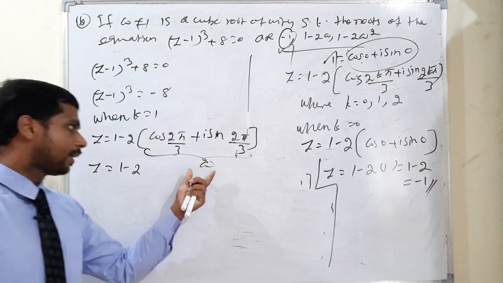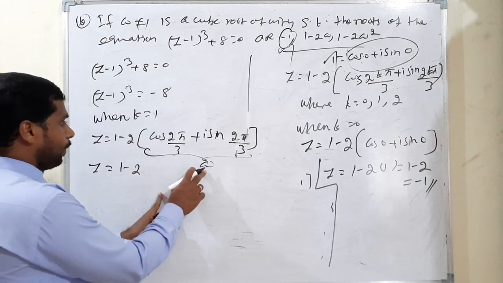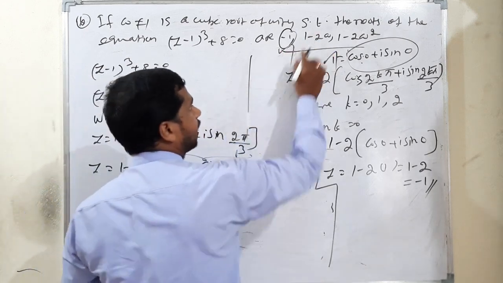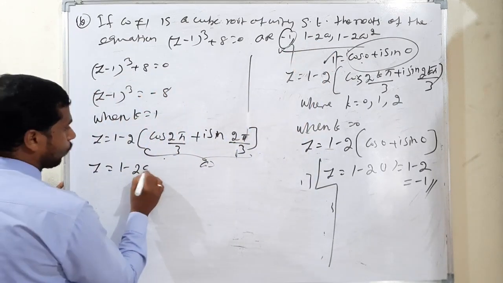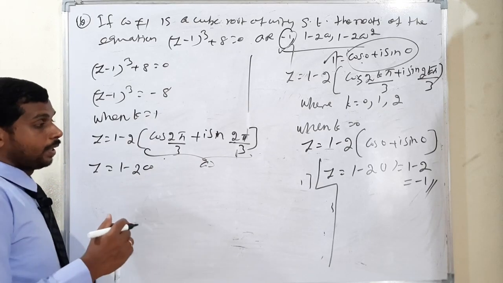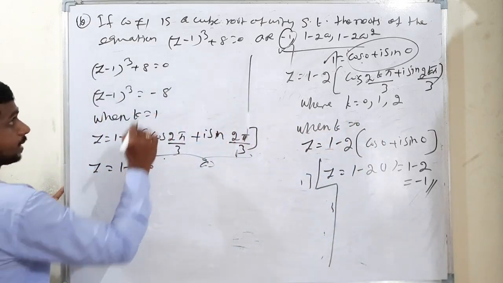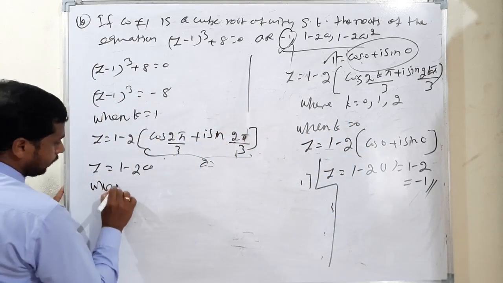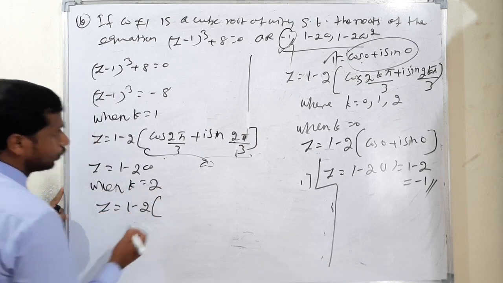So you will get a clear idea why I have considered this whole term as omega. Instead of omega, if you apply something else, we actually need the second root, 1 minus 2 omega. See, if you take this whole term as omega, it is 1 minus 2 omega. You will get more idea when I move to k is equal to 2. Listen, when k is equal to 2, Z is equal to 1 minus 2.